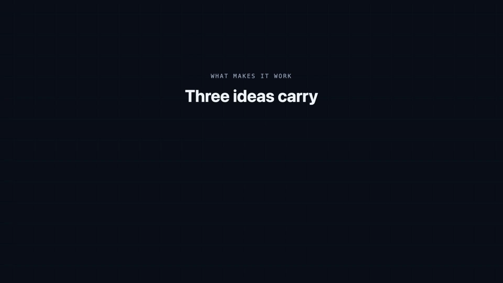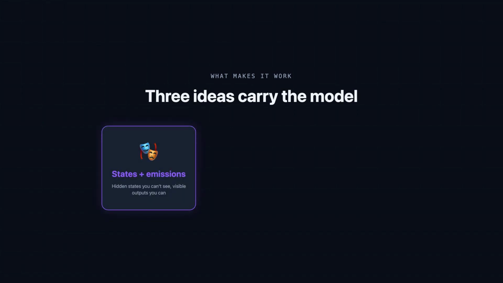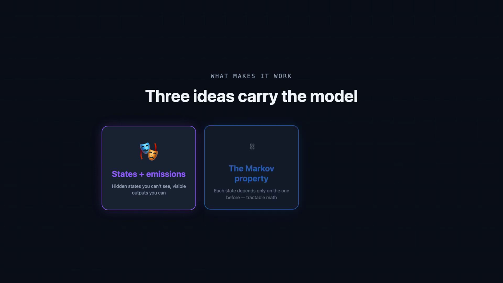Now, three ideas carry the whole framework, and together they made HMMs a workhorse for decades. First, two layers define it. Hidden states you can't observe and visible emissions you can. The states carry the real story while the emissions are the only window you get into them, and keeping those two separate is the key mental move. Second, the Markov property keeps the math tractable. Each state depends only on the one right before it, not the entire history, so transitions stay simple. That assumption is a simplification, but it's what makes everything computable at scale.